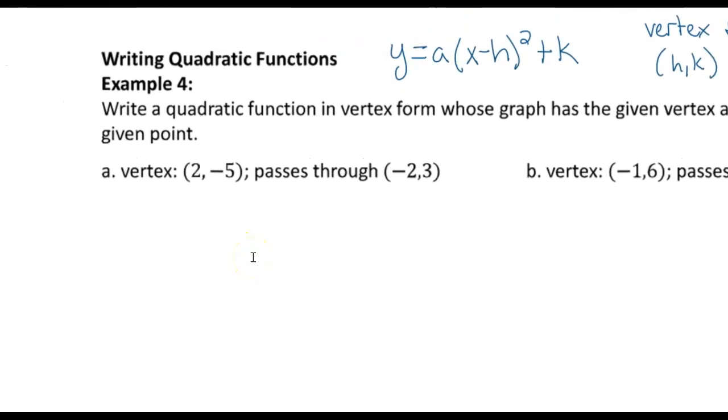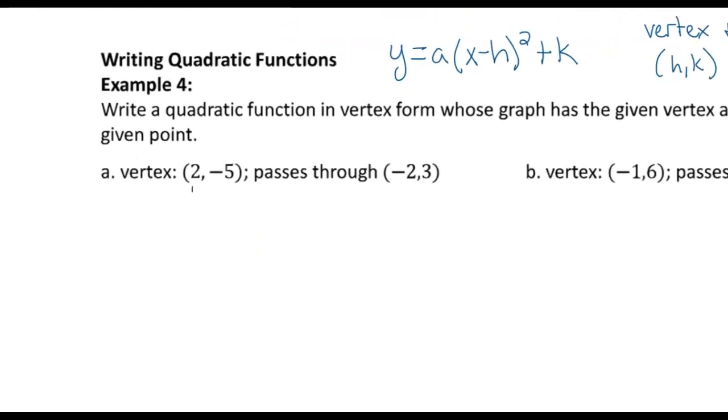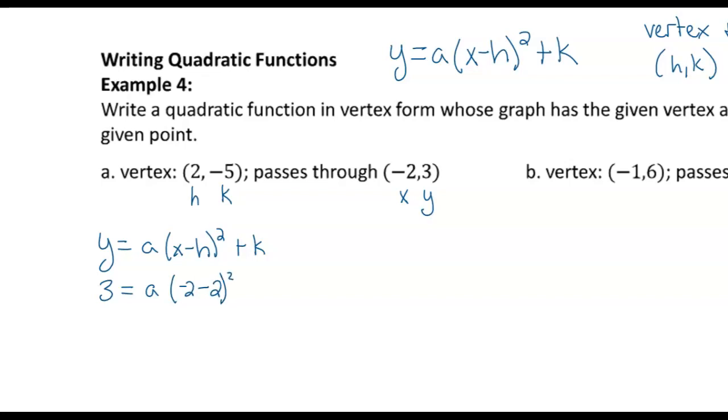On this example, here's our vertex, h, k, and here's another point it passes through, that's x, y. So you're going to use vertex form and fill in everything you know. So y is 3, you don't know a, x is -2, minus your h, which is the x value of the vertex, squared, and then plus k, but k is -5, so instead of plus -5, you can just put -5.